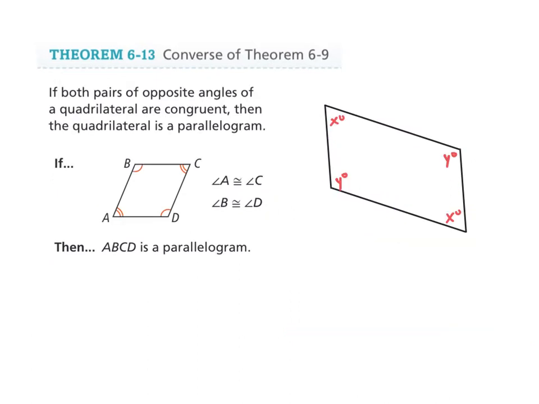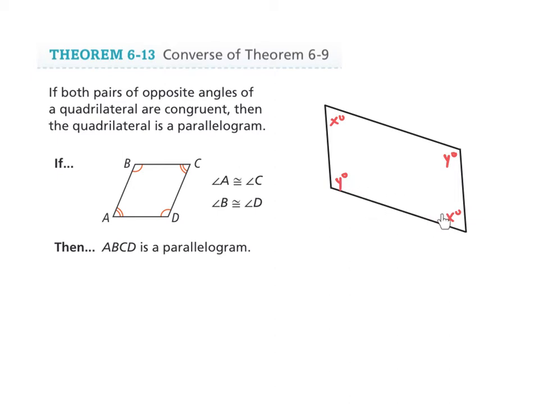And so that takes us to our third way. The third way we can prove that our quadrilateral has to be a parallelogram is if we can see that both pairs of opposite angles are congruent. So if these two are both x degrees and these two are both y degrees, it means that this has to be a parallelogram. Or in this picture, if A is congruent to C and angle B is congruent to angle D, it's got to be a parallelogram. So let's think about why this one works.